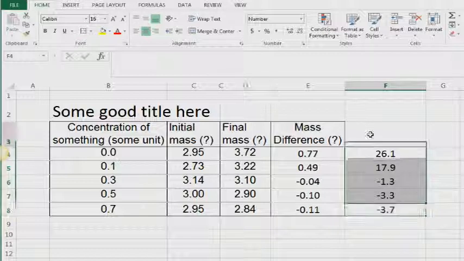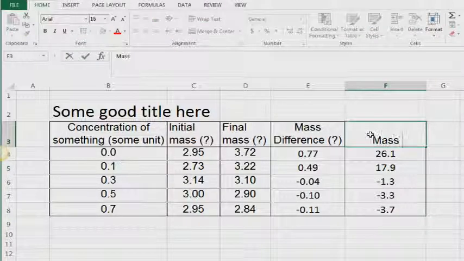Tidy it up. This is also mass change. This time though we know it's as a percentage. Now you notice these are positive values, these are negative values. This should have gained mass, this should have lost just a small amount. This is how we calculate percentage change in Excel.